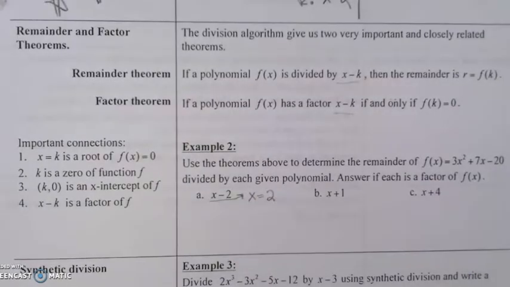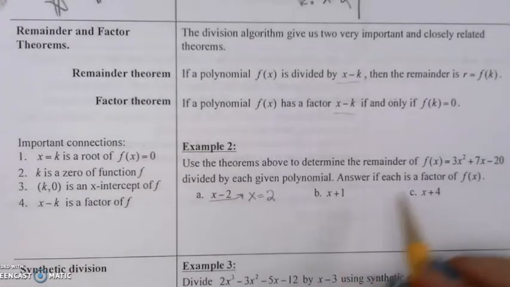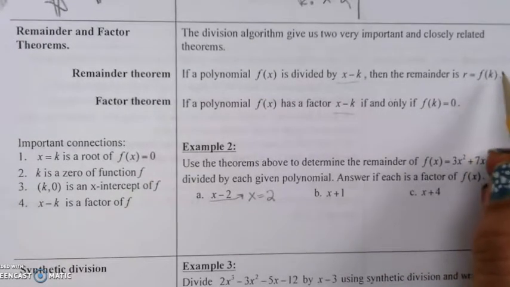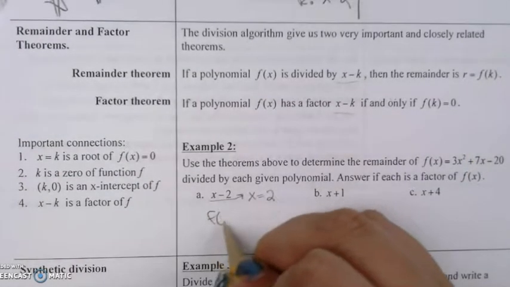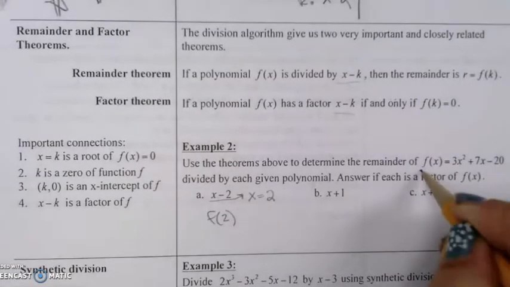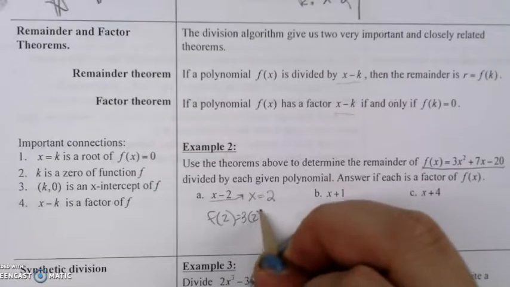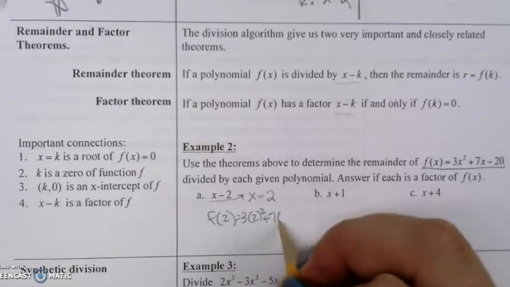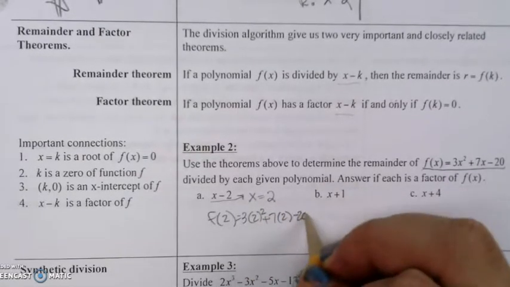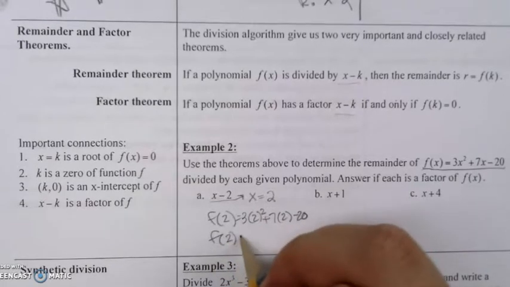If it's a perfect factor, it would give me a 0 of 2. So I'm saying, what does x have to be in order for this linear polynomial to be 0? And then I say, okay, now I'm taking f of that value, so f of 2. To find f of 2, I substitute it into f of x. So I have 3 times 2 squared plus 7 times 2 minus 20. And f of 2 should give me 6.